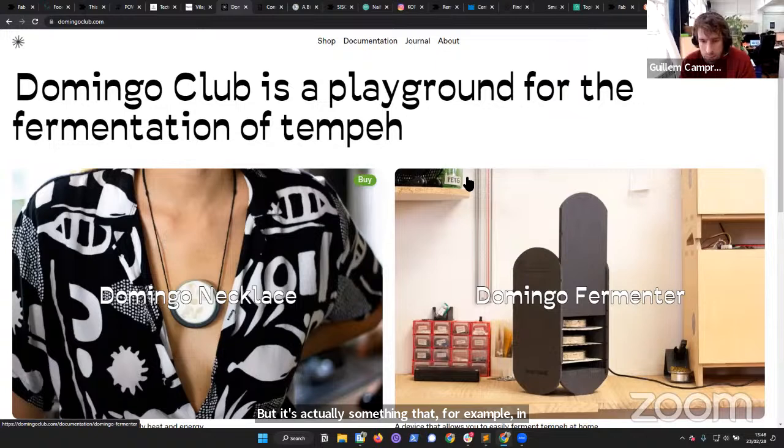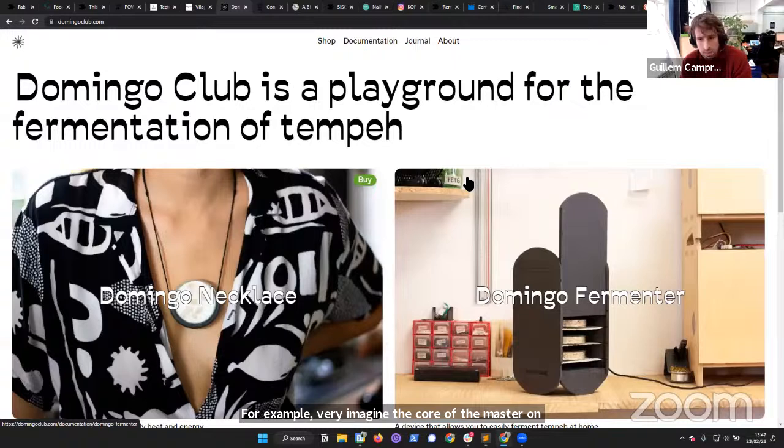To promote tempeh, Domingo Club took an approach that I think sometimes we don't emphasize enough, which is the capacity of Fab Labs, not only of designing and constructing things which support change as the technology is needed to support that change, but also the way we use Fab Labs to build artifacts which support and raise awareness on the change that we want to happen. I think that's one of the ideas very much at the core of the Master on Design for Emerging Futures program that we do here.